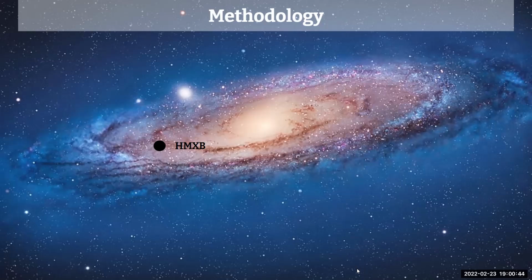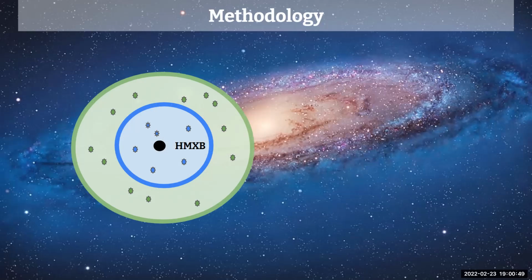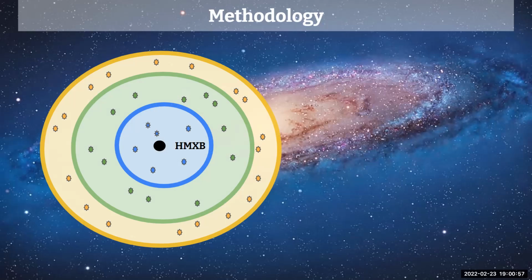For every single high-mass X-ray binary, we draw a ring, and then count how many young star clusters are in that ring area. Then we draw another ring, and count up how many young star clusters are in that next ring up, and so on.